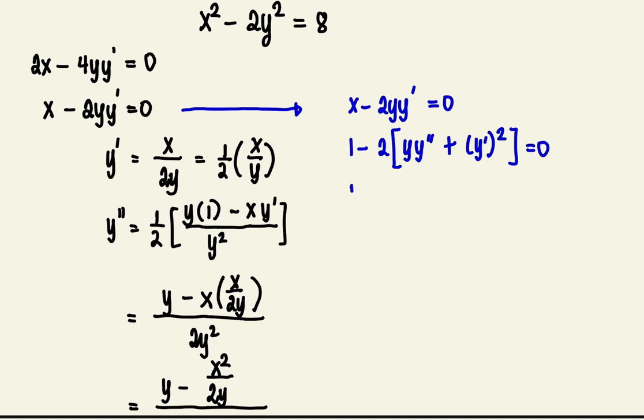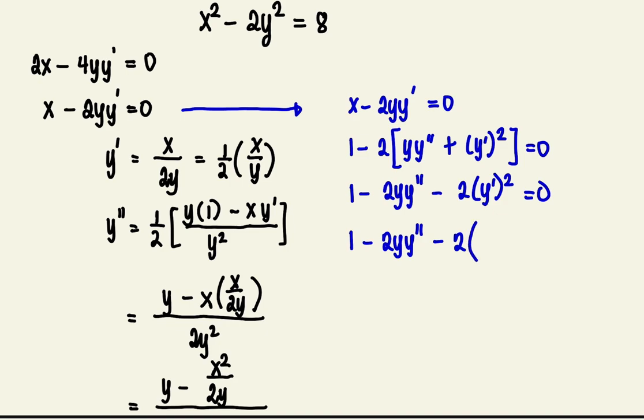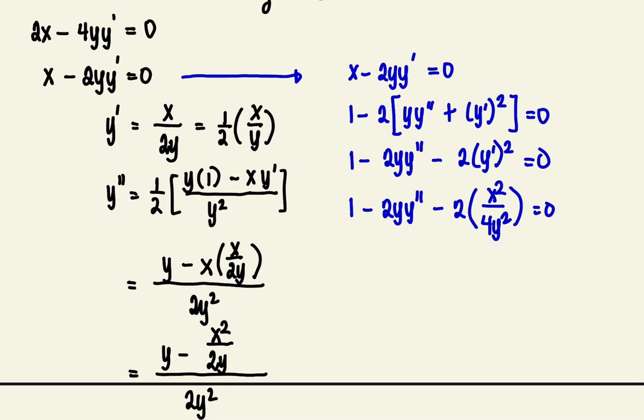The next thing is to simplify, so 1 minus 2y, y double prime, minus 2 y prime quantity squared equals 0. And then we know that y prime is equal to x over 2y, so we're going to substitute that one. So 1 minus 2y, y double prime, minus 2. When you raise this x over 2y to the power of 2, that would be x squared over 4y squared equals 0, right? x squared over 4y squared. So next, we can see that this can be cancelled. So what's left here is 2.